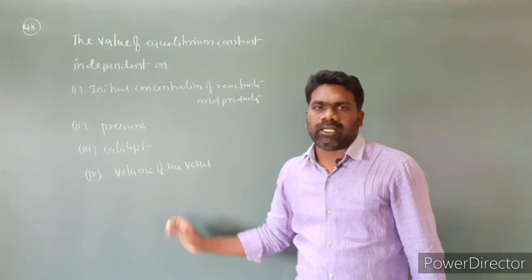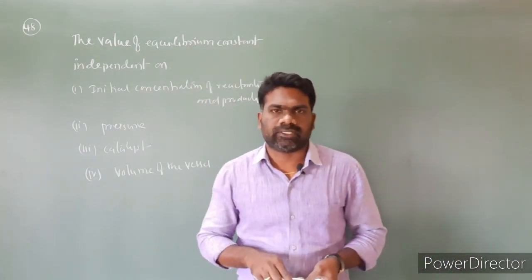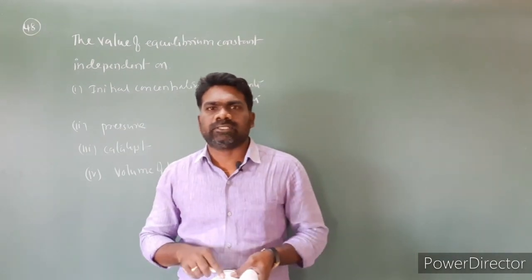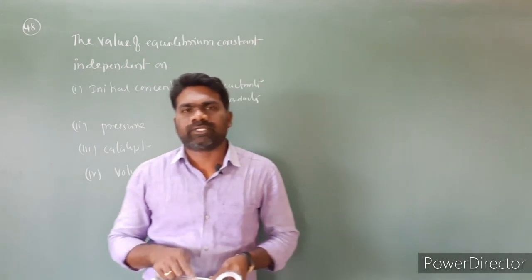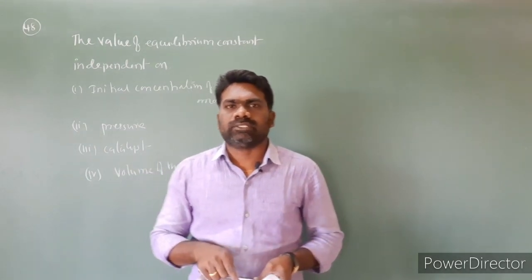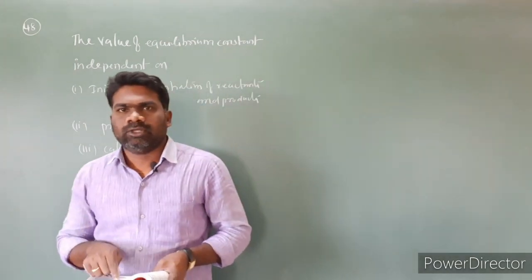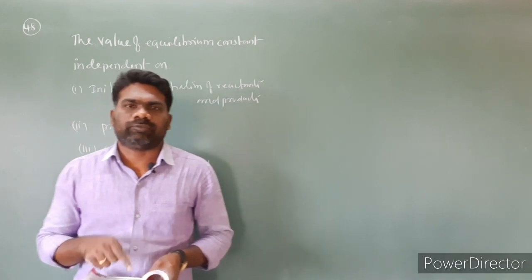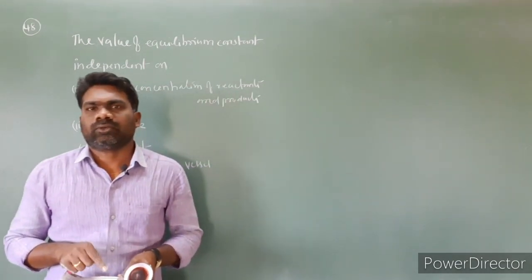And the value of equilibrium constant depends on, the first one, temperature. The second one is the mode of writing a chemical equation, simply the mode of representation of the chemical equation. The third one is stoichiometric coefficients. So the value of equilibrium constant depends upon temperature, mode of representation of a chemical equation, and stoichiometric coefficients.